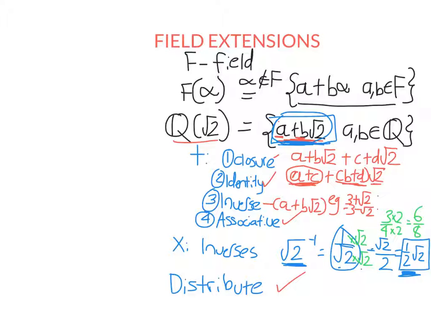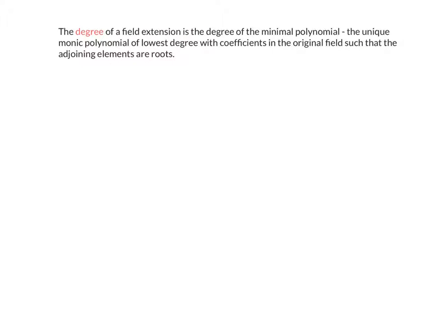It's where you take a field and you adjoin to it one or more elements not in the field and you set it up like this. So I just need to quickly go through the degree of a field extension and algebraic and transcendental numbers. So what is the degree of a field extension? Well, it's just the degree, remember that's the highest power, of the minimal polynomial.